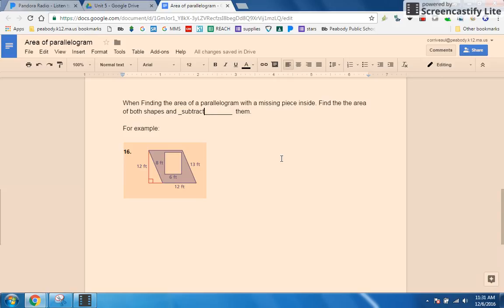So try this one, pause the video and see if you can figure that one out. You're doing the area of the parallelogram, so base times height for the parallelogram, length times width for the rectangle, and then you're going to subtract the two, and that will give you the shaded part.